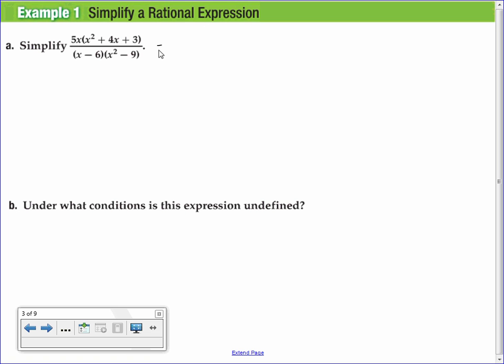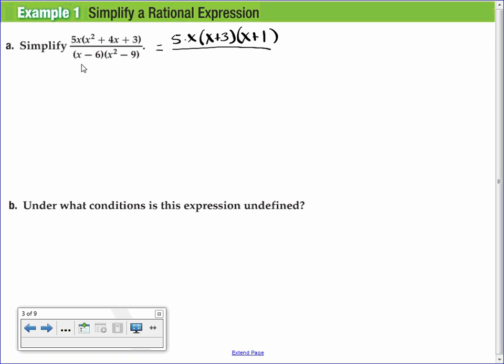Step 1, I need to factor this completely. On the top, I've got 5x, that's just 5 times x. But x squared plus 4x plus 3 is going to factor into two binomials. I've got the x's in the first place. The plus tells us we're going to have the same signs in both parentheses, and this symbol will tell us what they are. We're going to put a plus and a plus. Now I think of two numbers that multiply to get 3 and add to get 4. Of course, we've got 3 and 1.